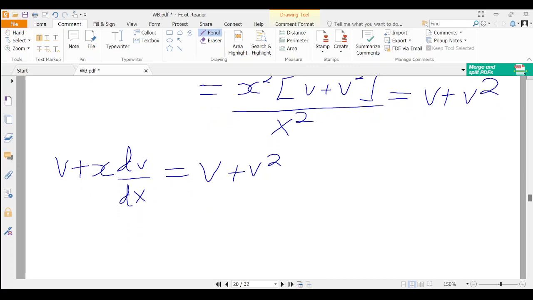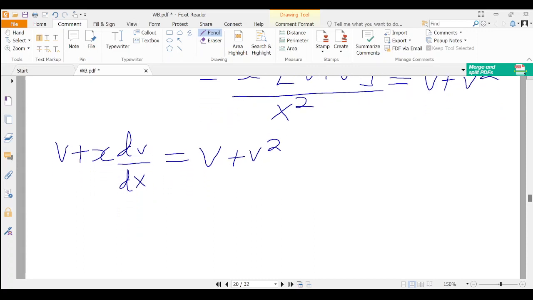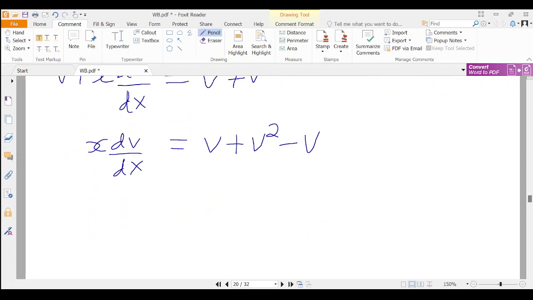We can now transpose this. Notice that we have v on the left-hand side here, and we also have v here. So we can move v to this other side to get x dv/dx on this side, which will be equal to v plus v squared minus v. So that x dv/dx becomes v squared. This is after we subtract v here. v minus v is 0, so we are left with v squared on this side.